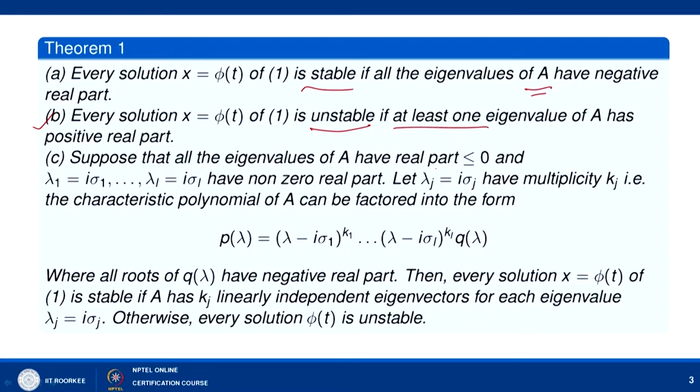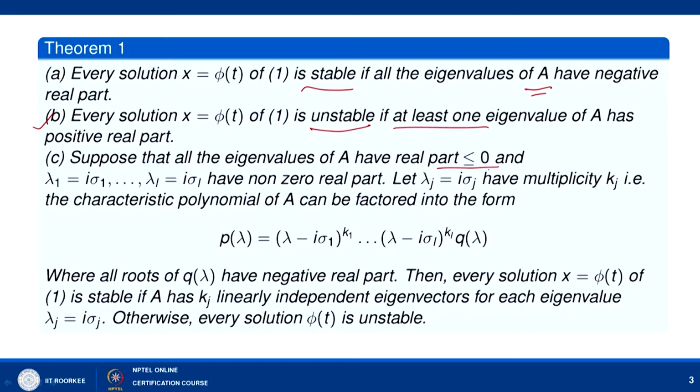So, part C says that suppose that all the eigenvalues of A have real part less than or equal to 0, because if any eigenvalue has positive real part, it is all unstable. So, no question arises when we have one eigenvalue with positive real part, then we have one certain answer that it is unstable. But consider that all the eigenvalues of A have non-positive real part, and let us say that we consider a few eigenvalues with 0 real part.